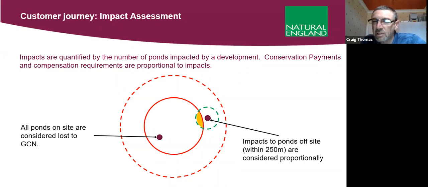We will look at the proportion of them that's impacted, and we do that by drawing a 250 metre boundary around that pond and seeing the percentage of the pond within the boundary of the development. So in this case, the shaded yellow area of that pond, roughly a third of that pond, maybe 25% of that pond will be impacted by that development. So you'll look at 25% of that pond. So it'd be a 0.25 multiplier. And that's how we determine the number of ponds impacted.